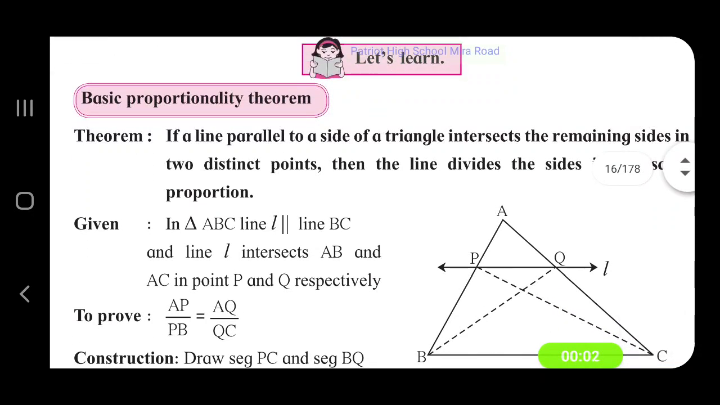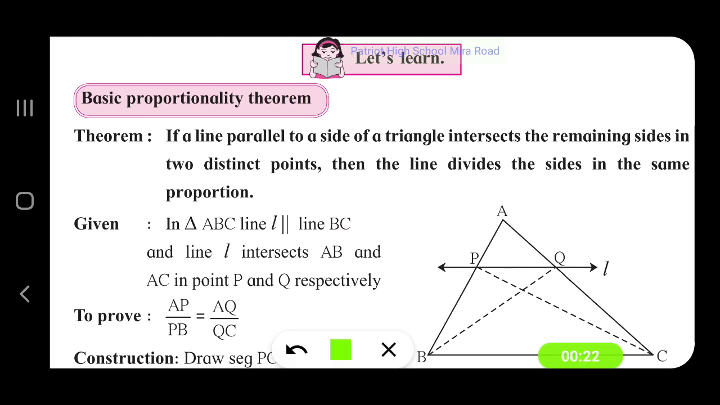Basic proportionality theorem. The theorem states, if a line parallel to a side of a triangle intersects the remaining sides in two distinct points, then the line divides the sides in the same proportion.